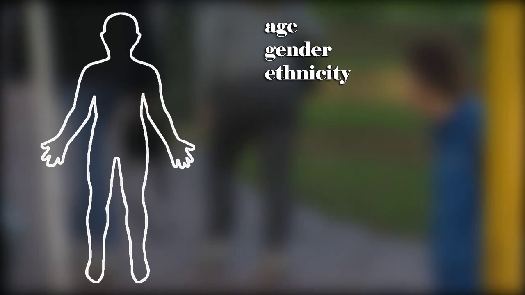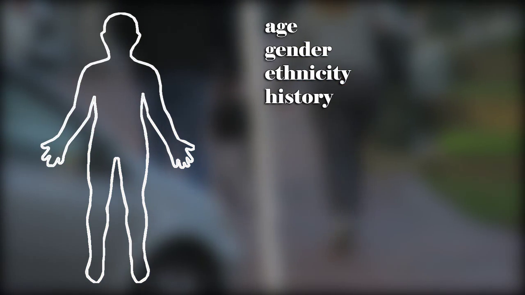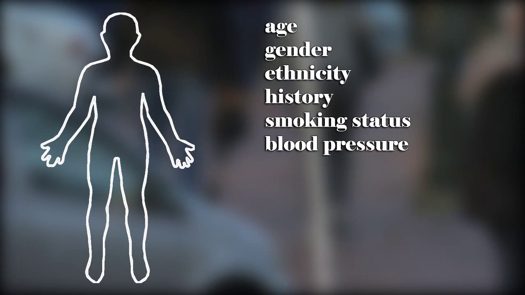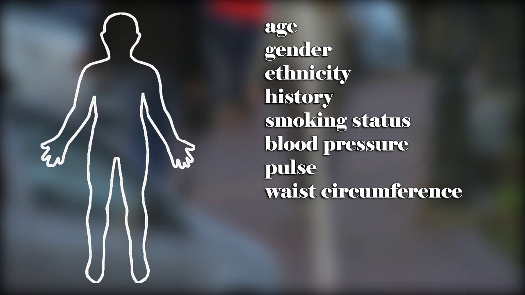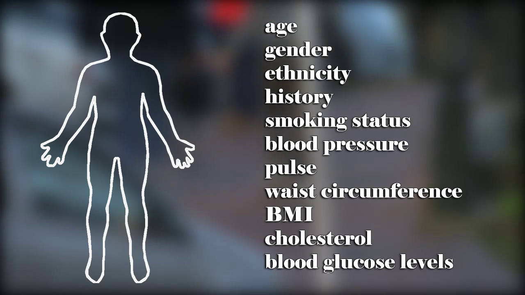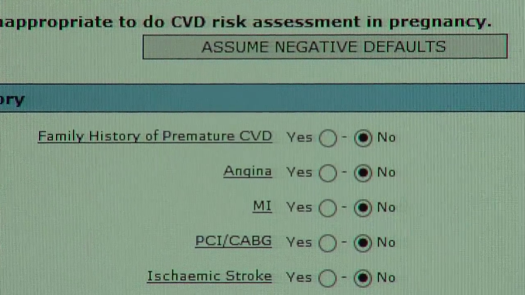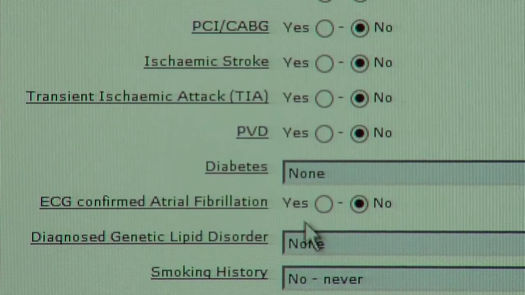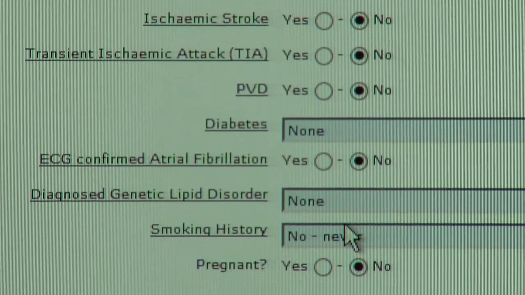There are a number of factors which impact on a person's risk of suffering some type of cardiovascular event. These include age, gender, ethnicity, personal and family history, smoking status, blood pressure, pulse, waist circumference, body mass index, cholesterol and blood glucose levels. The good news is that you're likely to already have a lot of useful patient information you can use for their cardiovascular disease risk assessments. The more information that you have, the better, because some of these individual risk factors can increase a patient's cardiovascular risk by as much as 5%.